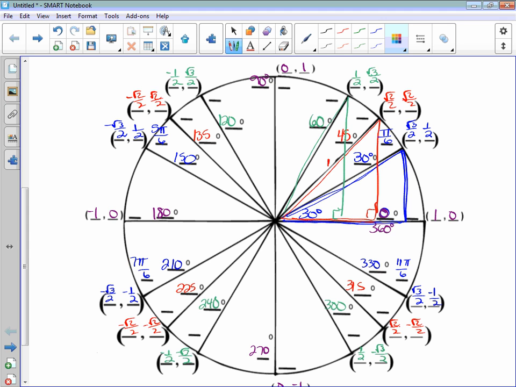All right, so what's 45 degrees in radians? Pi over 4. Same idea. The next one over here, what do you think this is going to be? 3 pi over 4. Good. What about down here in the third quadrant? 5 pi over 4. And then over here, 7 pi over 4. Good.